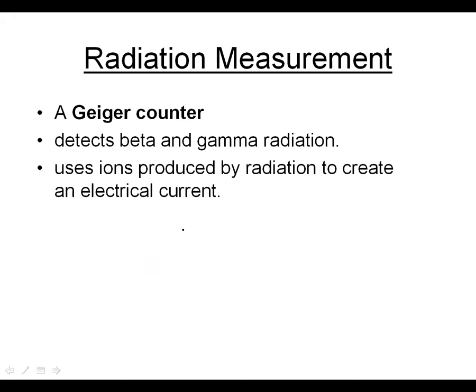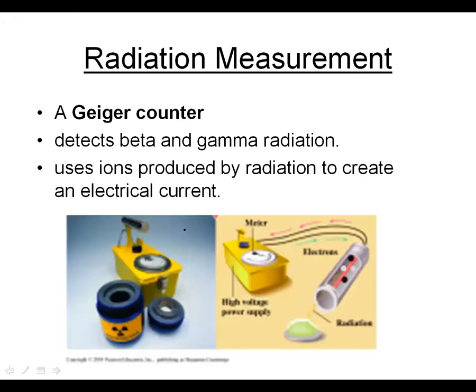Now, how do we measure radioactivity? One way we can measure radioactivity is through the use of a Geiger counter. It detects beta and gamma radiation. And it basically uses ions to produce some type of electrical current, a voltage, and it makes a noise like beep, beep, beep, beep. And obviously, the louder the noise, the more radioactivity you have. Usually it has a wand, as you can see here, and you go around and it will beep. The louder the beep, the more radioactivity there is.